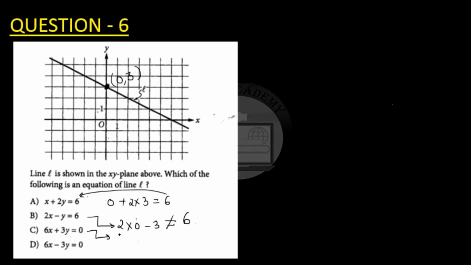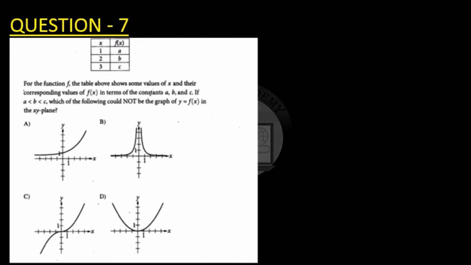If you put it here, it is 6 into 0 plus 3 into 3, which is not equal to 0, which is on the right hand side. And the same is with this equation also. And please remember, the last two equations are of the form y is equal to kx. So these two equations anyway pass through the origin. So that choice is anyway ruled out. So let us go to question number 7.